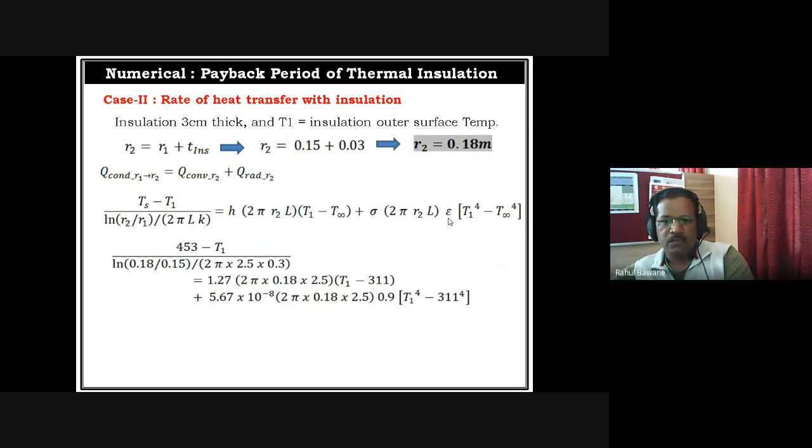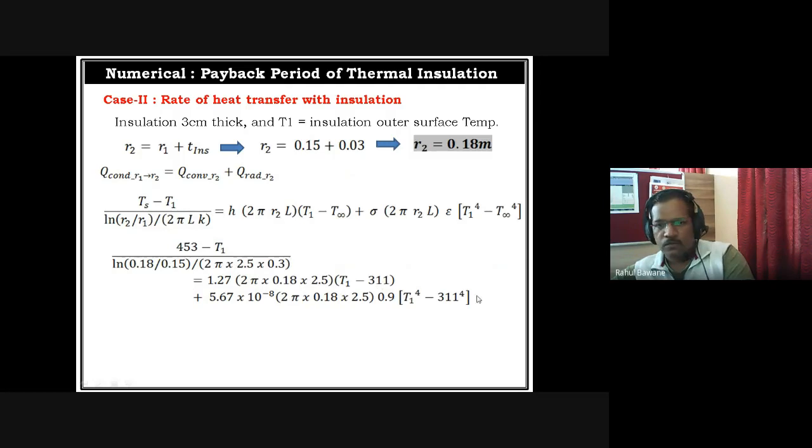Now this time they don't provide the emissivity of the insulating material, so we assume the emissivity remains the same, and we will use emissivity as 0.9 only. So put in all the notations and related values. Only one value is unknown, that is T1. On the left hand side T1 is unknown, and on the right hand side also T1 is unknown.